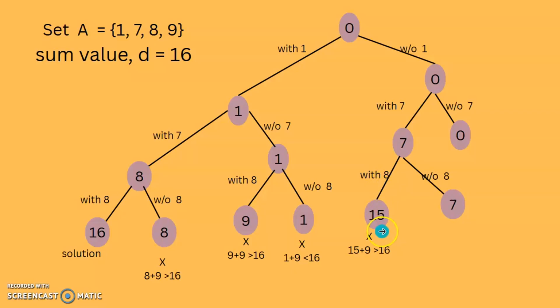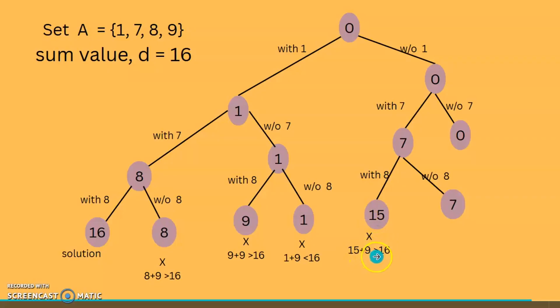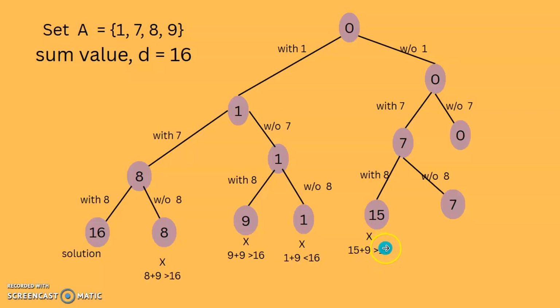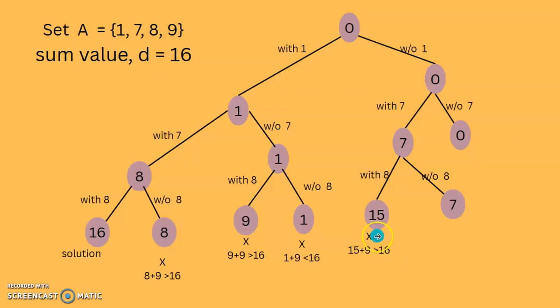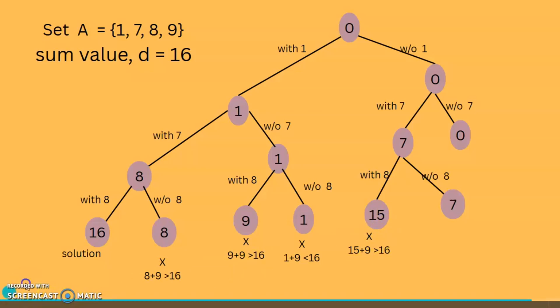But why have I marked this node as a dead node? Because the sum available here is 15. So what is the next element to be considered? Fourth element, 9. If you take the fourth element with 9, 15 plus 9, the value will be greater than 16. Another option is without the fourth element. Without 9, the same sum value will be carried out in the next stage, so that value will be lesser than 16. So this path is blocked. That means this node is a dead node. This path leads to a dead node.